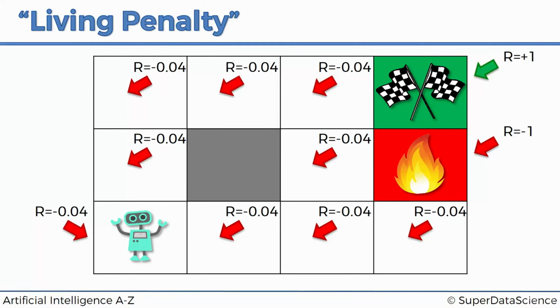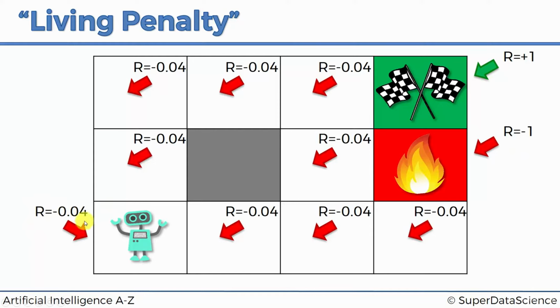It'll be -0.04, and as you can see, it's negative. So every time the agent moves, he'll get a negative reward. And that's why it's called a living penalty, because no matter where he goes, he will always get this negative reward, except for these final tiles, because that's the end of the game.